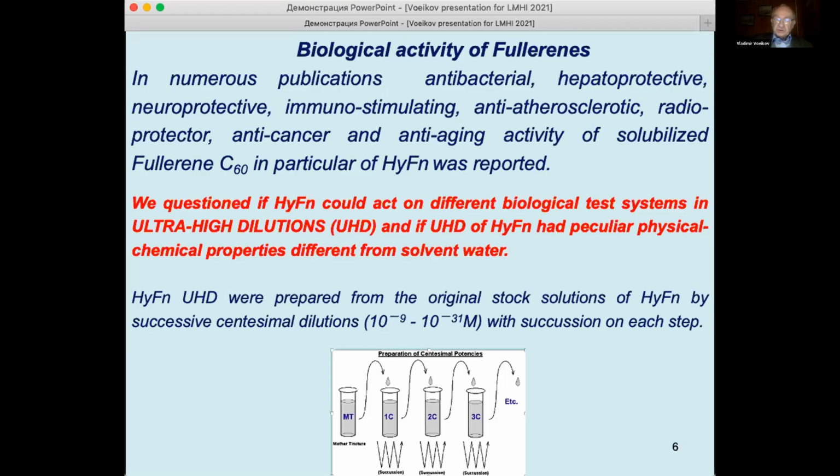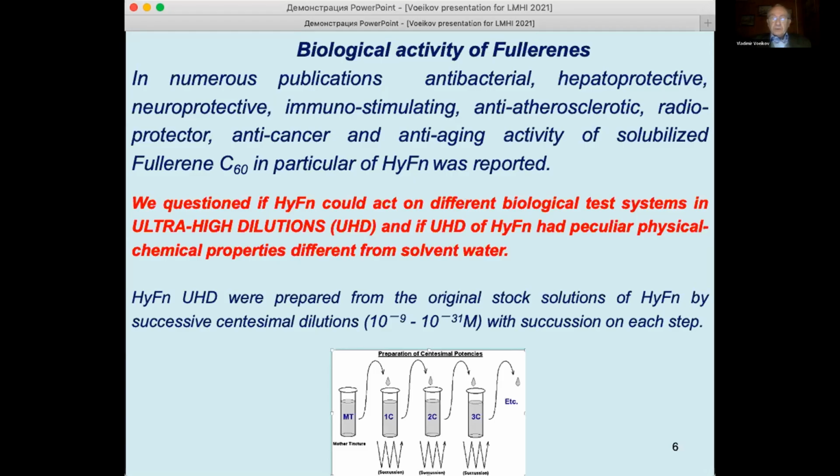Here, we questioned if hydrated fullerene could act on different biological test systems in ultra-high dilutions, and if ultra-high dilutions of hydrated fullerene had peculiar physical chemical properties which differ them from solvent water used for their preparation.